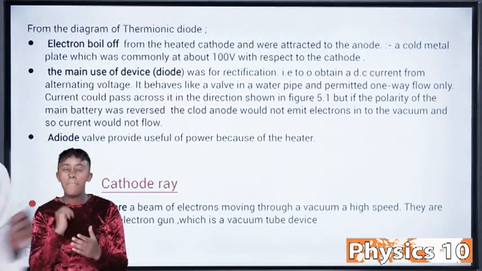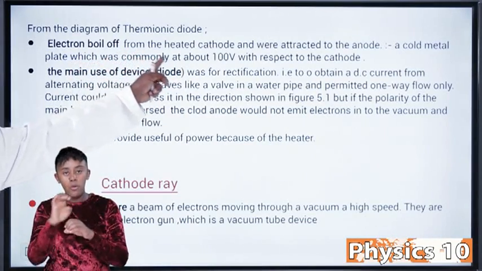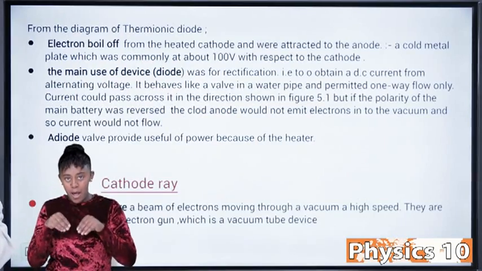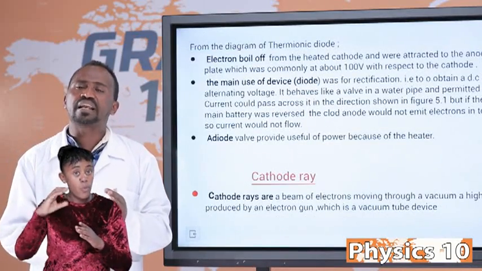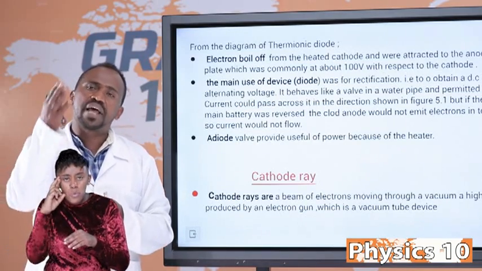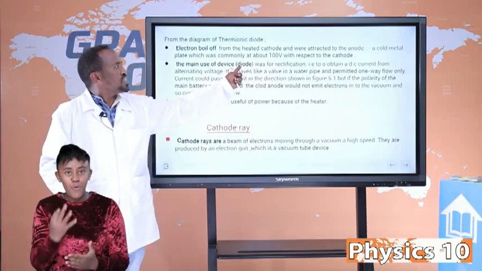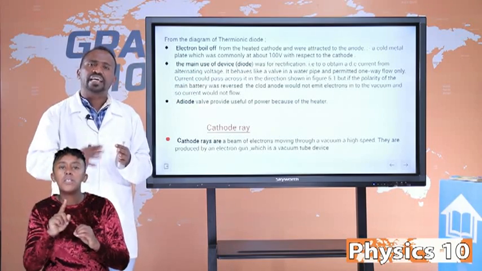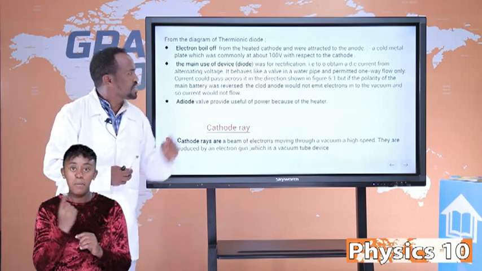From the diagram of the thermionic diode, electrons boiled off from the heated cathode are attracted to the anode. When electrons are emitted from the cathode surface, they are attracted toward the anode, because the anode is at positive potential. So the main use of the diode is for rectification. That means to get DC from AC. This is the main use of the diode.